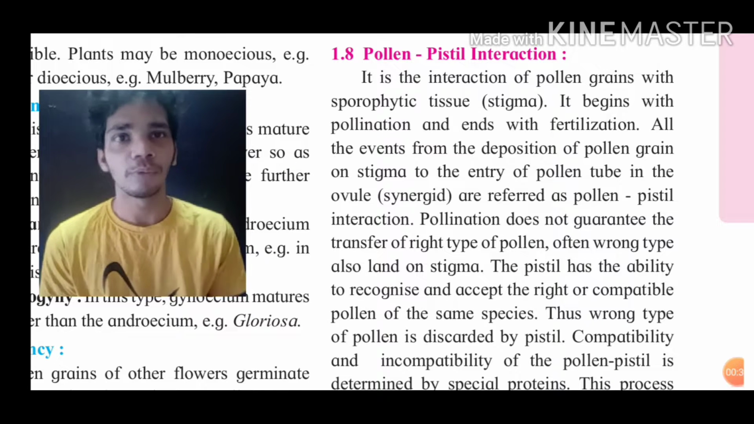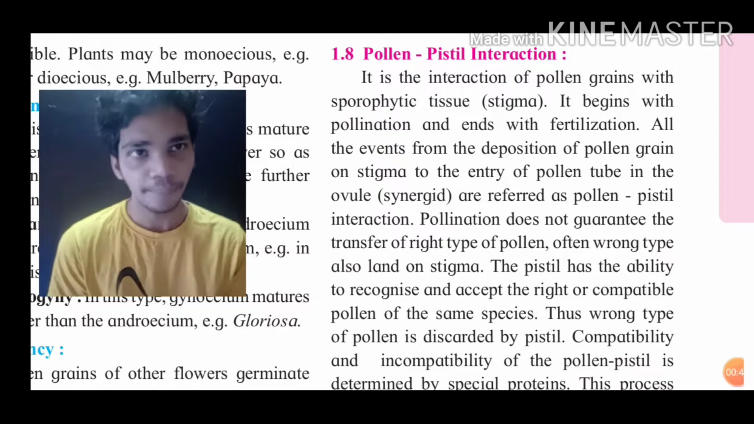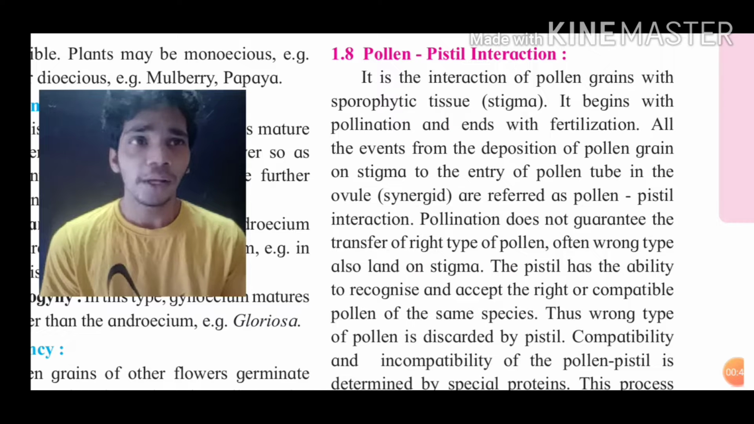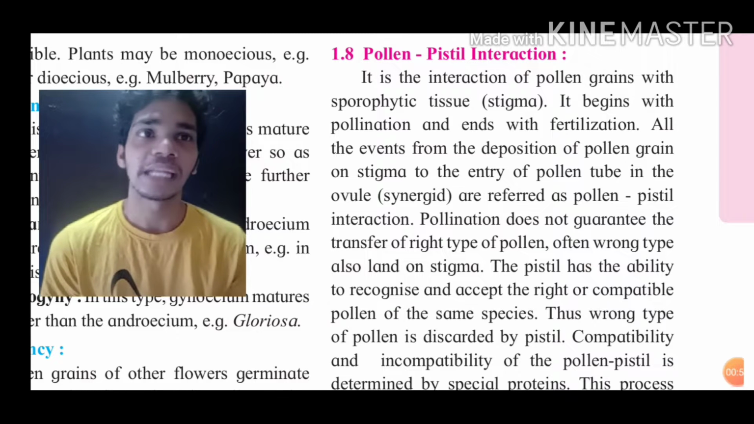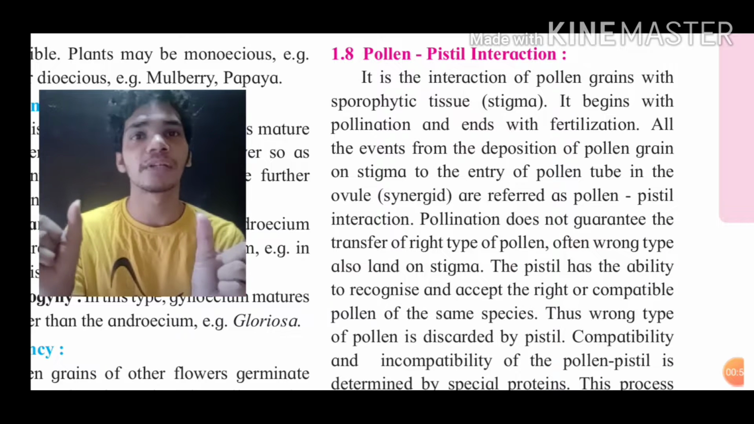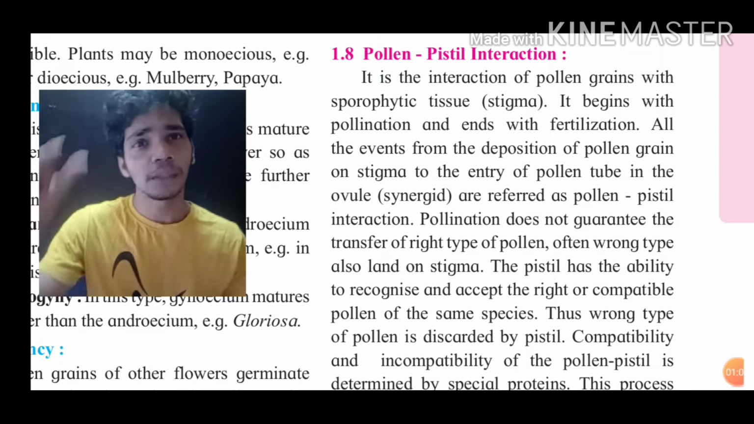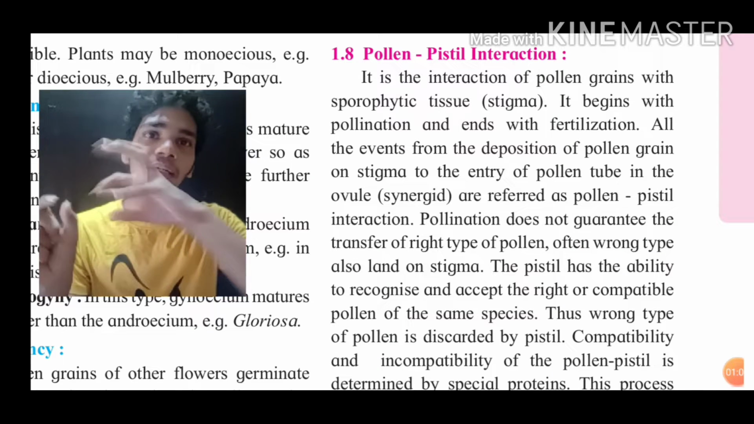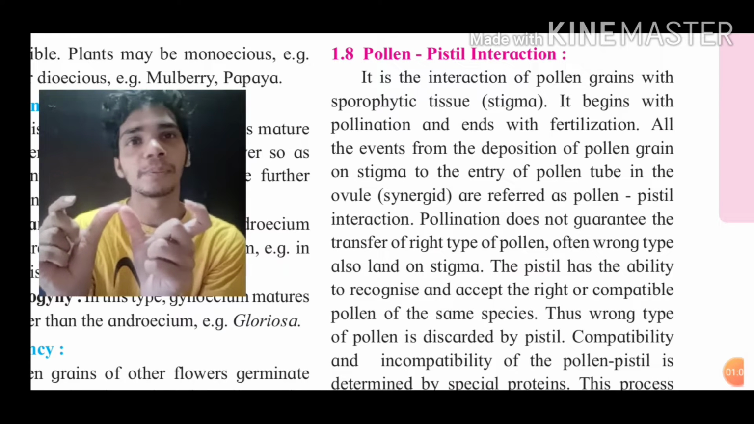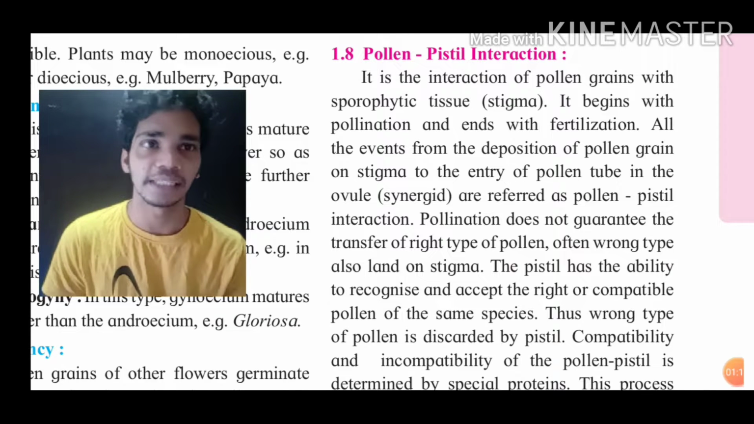So let's study in detail what that is. It is the interaction of the pollen grains with a sporophytic tissue, that is the stigma. The stigma contains mucilage, that's why it is sticky in nature. It begins with the pollination and ends with the fertilization. So the pollen pistil interaction is the process which includes pollination as the first step. There is an intermediate step that we are going to study in detail, which is the development, and the last one is fertilization.